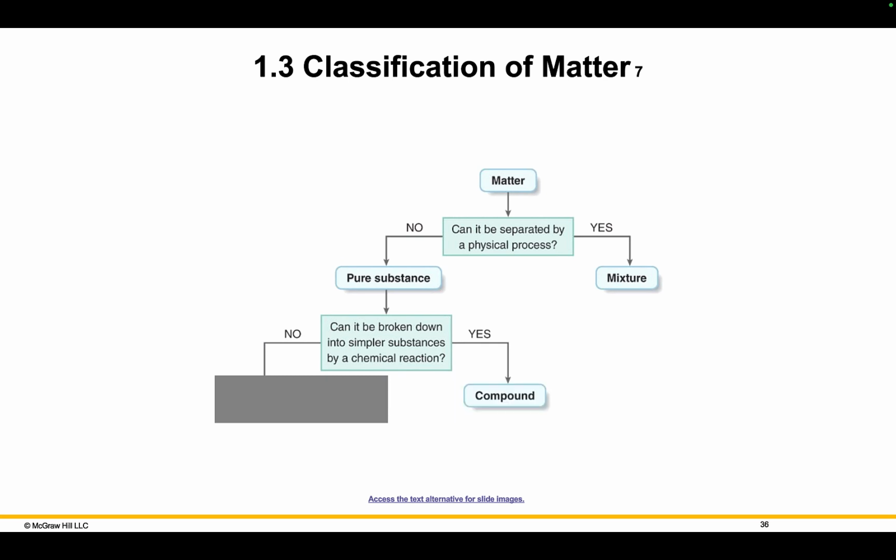So, for instance, water has hydrogen and oxygen. You can use a chemical process to break those elements apart from the compound. On the other hand, if it can't be broken down, so we saw that sample of aluminum, if I break that down, all I'm doing is taking a smaller sample of aluminum. So I'm not actually changing the substance. So we would then call that an element.